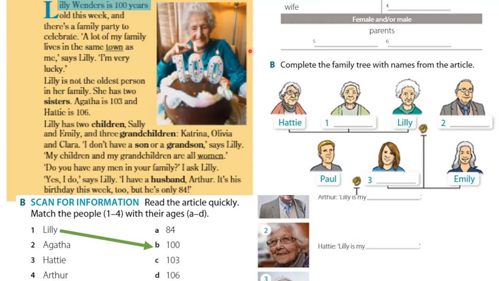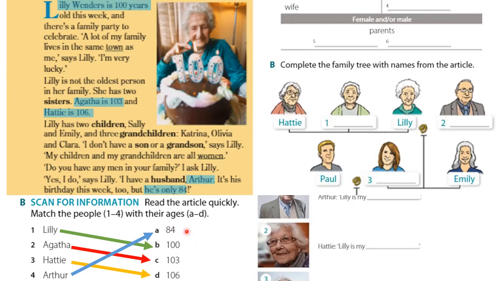All right, now let's see. Here we have that Agatha is 103. So we're gonna match Agatha with 103. And Haiti is 106. Okay, so we match them like this. Finally, we have that Arthur is only 84. So we match Arthur with 84.